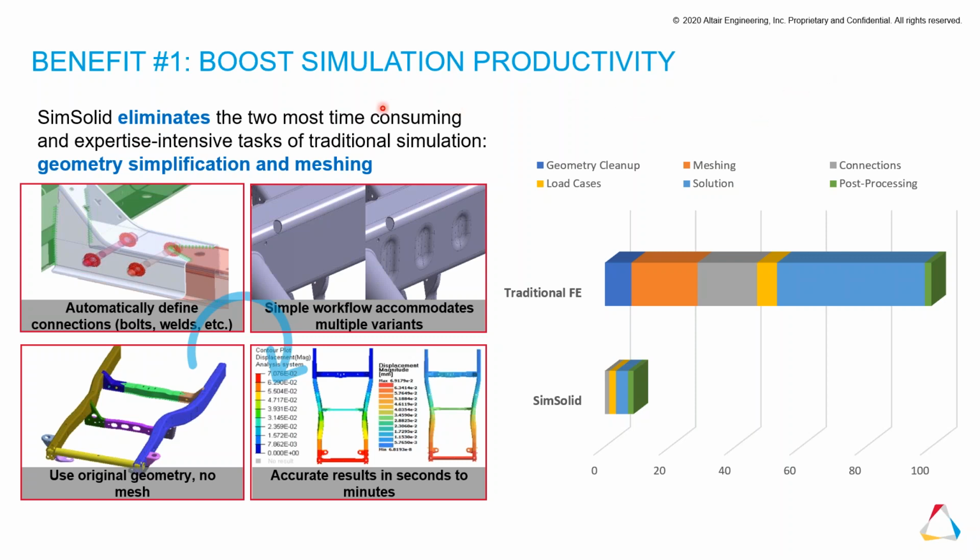Okay, so here, what's the benefit of using SimSolid? The first one is because we eliminate the most time-consuming task, which is to simplify your geometry and then to mesh it. We actually help you reduce your product development time cycle, right? So with SimSolid, you can actually reduce the two most time-consuming tasks, which are cleanup and also meshing. Reducing these two will actually give you more time later on to do post-processing on your results, right?